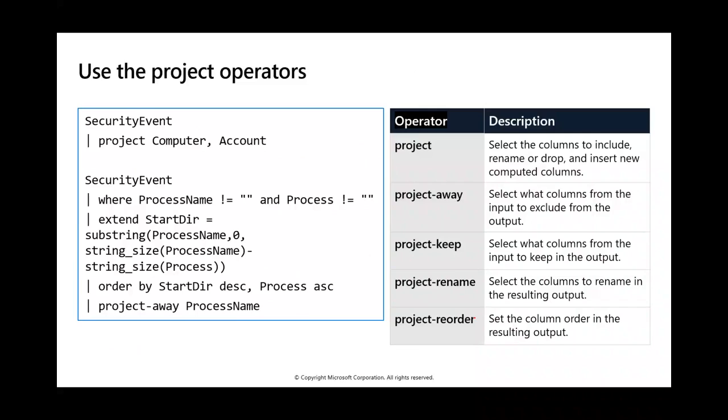Project keep selects what columns from the input to keep in the output. Project rename selects the columns to rename in the resulting output. So maybe the default property value for that column is not something that you would like to see. Maybe it's going to be more clear if you could see that value with a different name. So you can use project rename. And now when you're exporting or visualizing that result on a workbook or on a report, then maybe it's more clear for the people that are going to read or generate it.